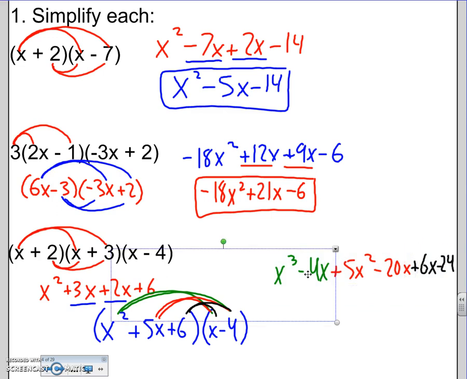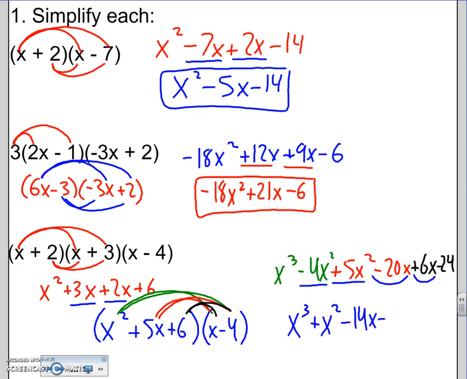Alright, combining, there's only 1 x cubed, so it stays x cubed. Here is, I missed the squared here. Alright, x squareds, here's -4x squared, positive 5x squared, that's it. -4 plus 5 is positive 1, so positive 1x squared. And then here's x, -20 plus 6 is -14 with the x, minus 24, and there's my answer there. So that is multiplying.